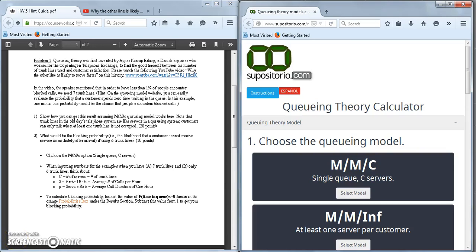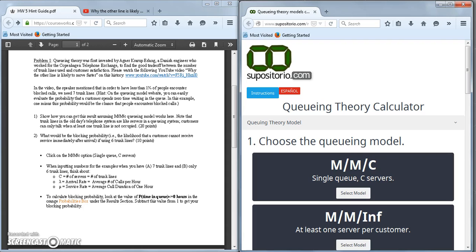For the first homework problem, we're asked to watch a YouTube video about the Copenhagen telephone exchange, and then to use the queuing theory calculator. I pulled up the website on the right-hand side to replicate the results that this Danish engineer came up with in order to figure out how many trunk lines they should use for the telephone lines. First, I'm going to play part of the video where they discuss the Copenhagen telephone exchange, and then tell you how you can pull out that information to input into your queuing model.